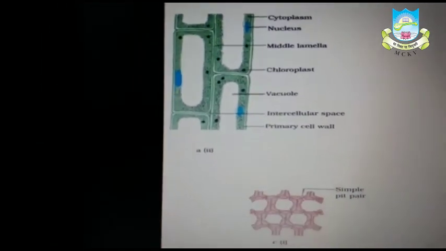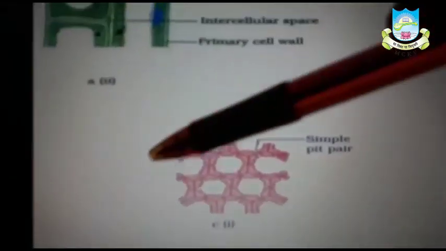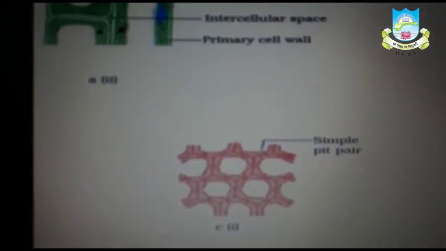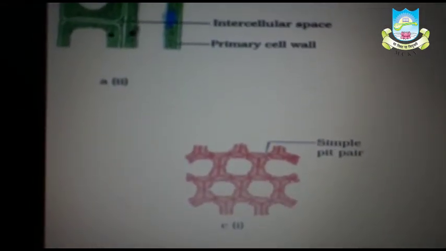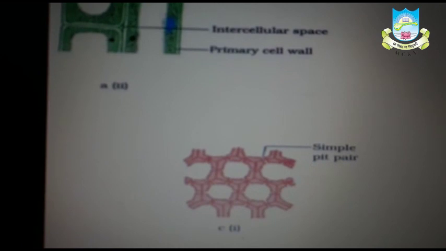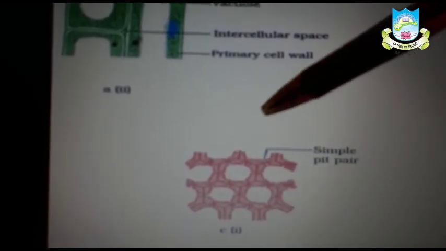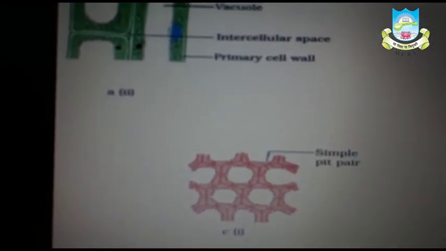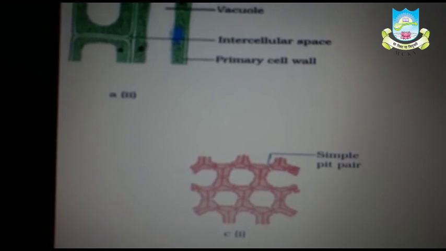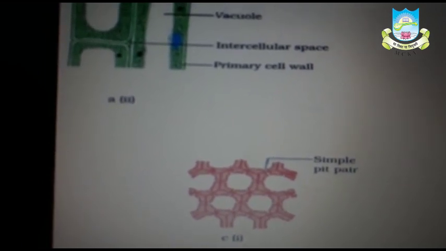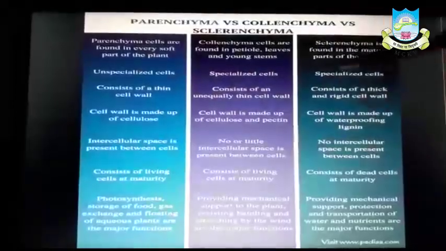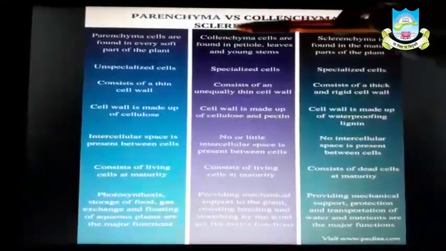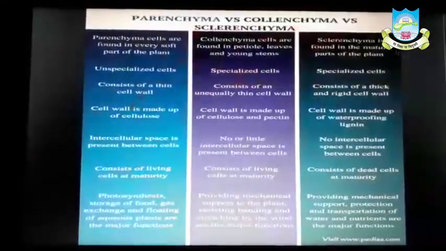Next is sclerenchyma tissue. In sclerenchyma tissue, cells are dead. Cells are very compactly arranged. That's why there is no intercellular space in between them. But we can see that there is a thickened wall throughout. Then what is the function of this sclerenchyma tissue? It also gives mechanical support to the plant. This is a comparative study between parenchyma, collenchyma and sclerenchyma. Have a look, boys.